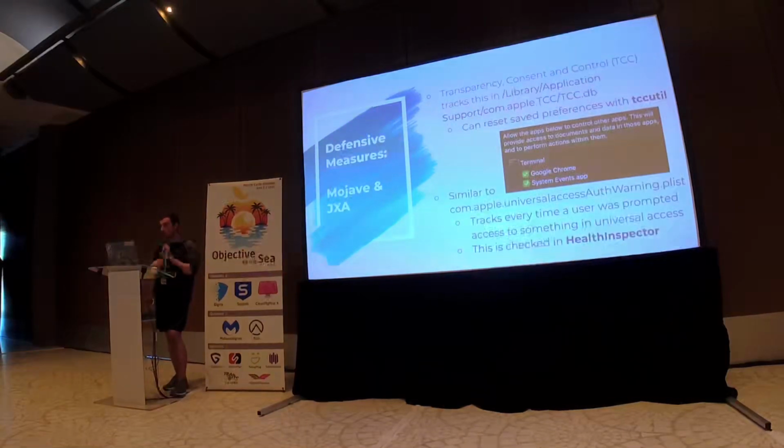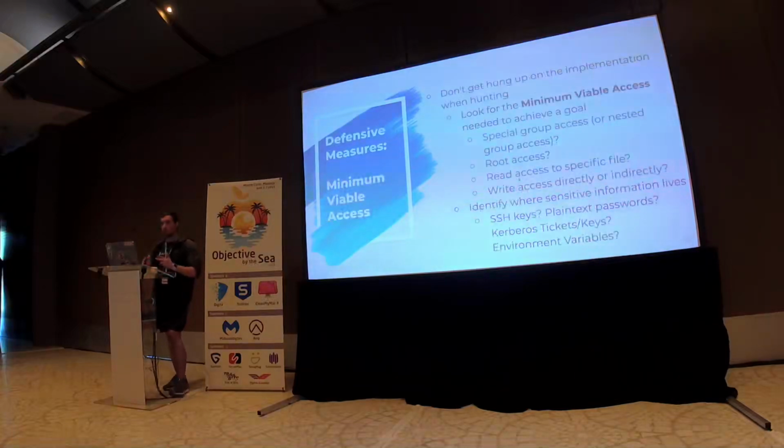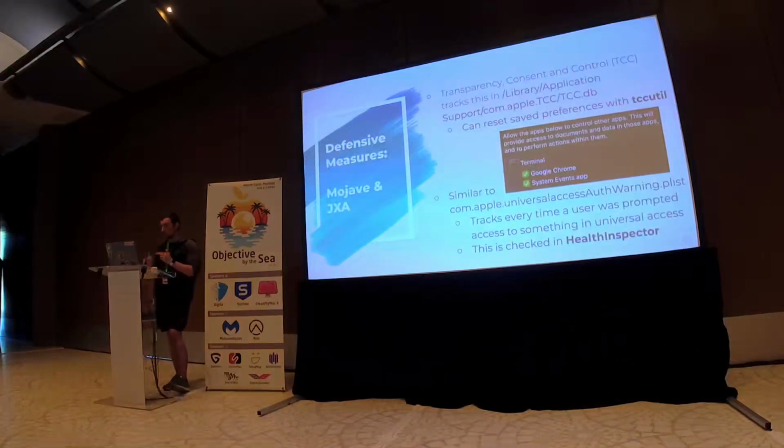Additionally, like I said here, you can use the TCC util to go through and reset this. You can see here it's for every specific tuple. So if you try and access System Events and Chrome separately, you get a pop-up for each one, and they can just be toggled, whether you want to approve or deny them.